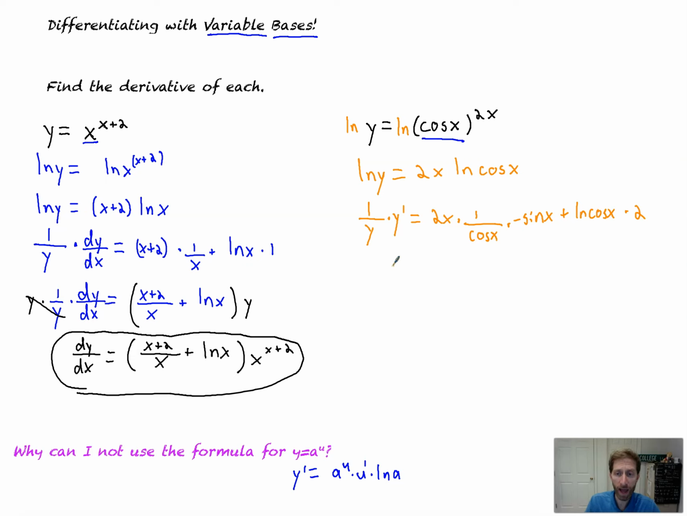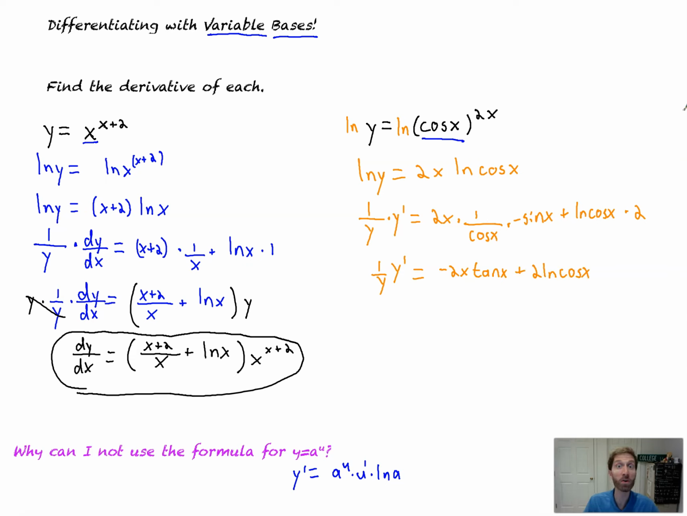All right. So now we've got y prime, and we've got 1 over y. Well, what are we going to do with that? Let's neaten this up a little bit. I've got negative 2x, and this is essentially tangent x, sine x over cosine x. Might as well write it in a simpler form, right? So negative 2x tangent x plus 2 ln cosine x.